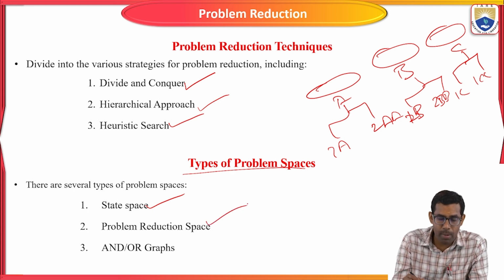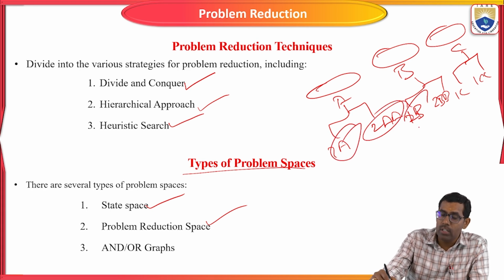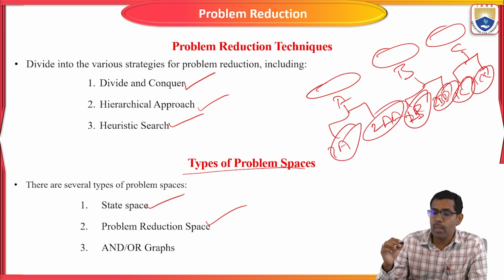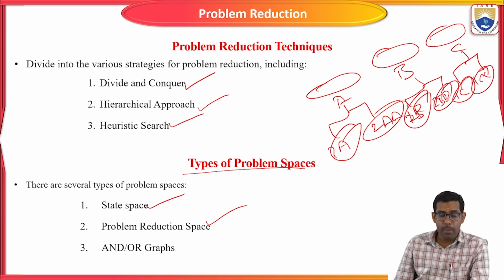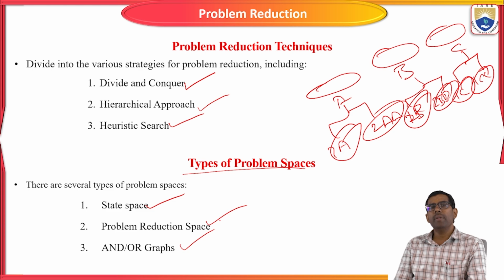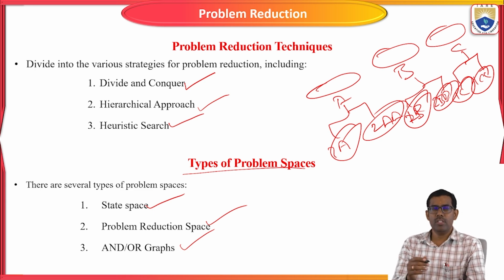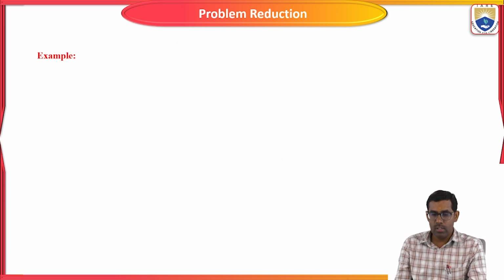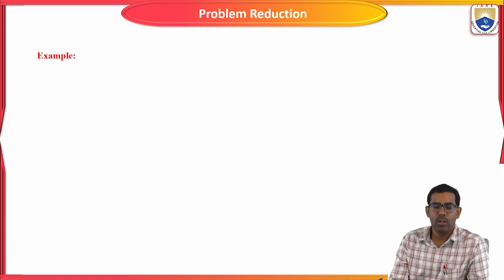Okay, the next one is the problem reduction space. Here we are going to divide into n number of processes and n number of spaces. So using the problem reduction concept, we use the AND-OR graph. The AND-OR graph is used to solve a problem using problem reduction. I will give you one example of solving a problem using problem reduction in the AND-OR graph.